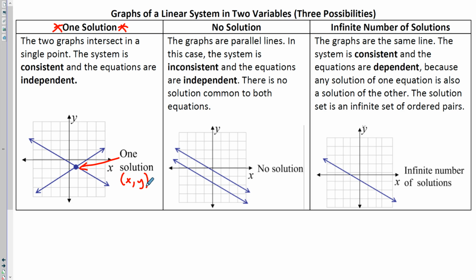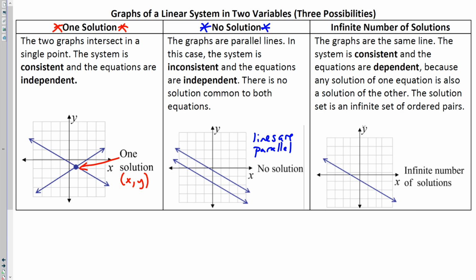However, our lines don't necessarily have to cross at that one intersection point. So there's also the possibility that there is no solution to our system, and that would occur when your two lines are parallel. When our lines are parallel, they never cross, they never have a shared point, and that's why there can't be any solution to our system.